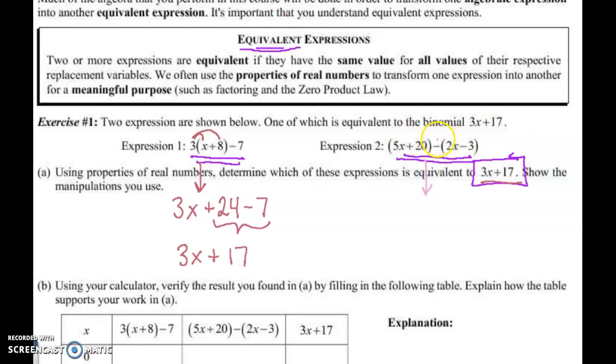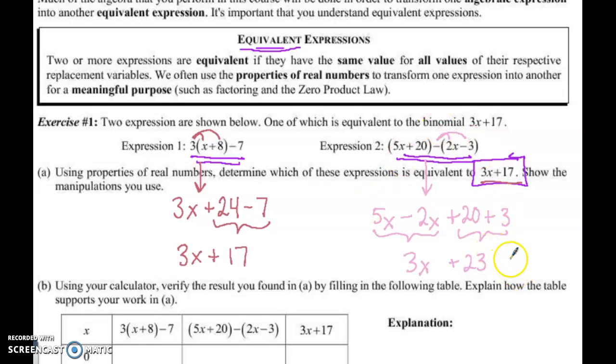Now, what I would probably do is distribute this minus to each term and move things around. For instance, if you were to rewrite it, it would be 5x minus 2x. And then I'm going to write the plus 20, because remember, you can move things around with addition. That's called the commutative property. Minus a negative turns that into plus 3. So as we then simplify this, 5x minus 2x is 3x, and 20 plus 3 is 23.